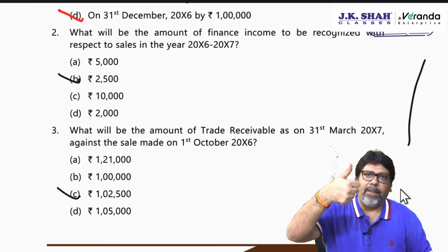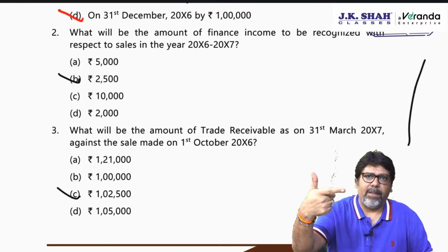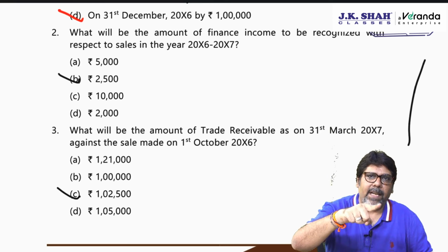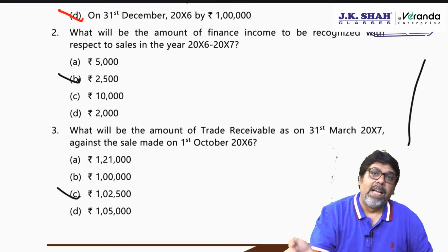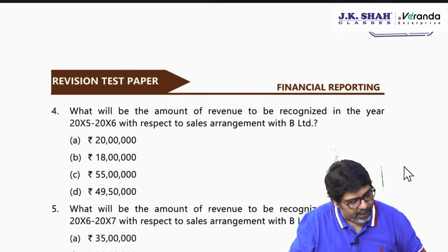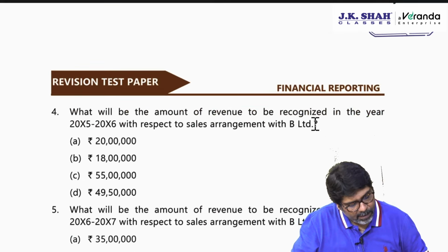So they'll recognize the revenue on 31st of December. They will recognize the revenue of 1 lakh. Trade receivables will be 1 lakh on 31st December. 3 months of interest will add 2500, and on 31st March your trade receivables will become 1 lakh 2500.